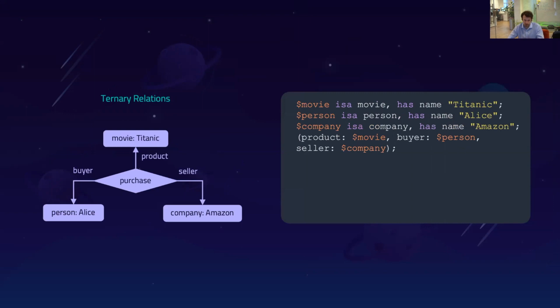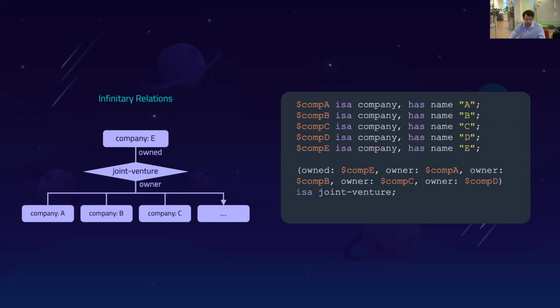Or ternary relations, where we've got one relation, in this case, a purchase relation between a product, a seller, and a buyer, all encapsulated in one relation to denote the fact that a purchase consists of those three role types. And again, we're not limited to just ternary relations. We can also create n-ary relations, where one relation can have effectively n number of things in that one relation. In this case, a joint venture may consist of a bunch of owners and one owned company.